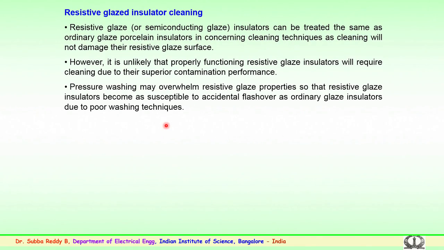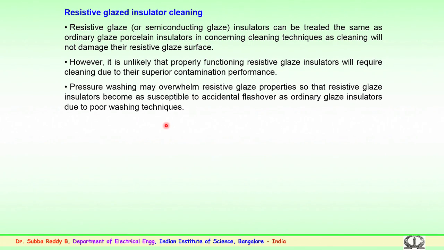Resistive glazed insulator cleaning. Resistive glaze or semiconducting glaze insulators can be treated the same as ordinary glaze, like porcelain insulators, concerning cleaning techniques, as cleaning will not damage the resistive glaze surface. However, it is unlikely that properly functioning resistive glaze insulators will require cleaning due to their superior contamination performance.